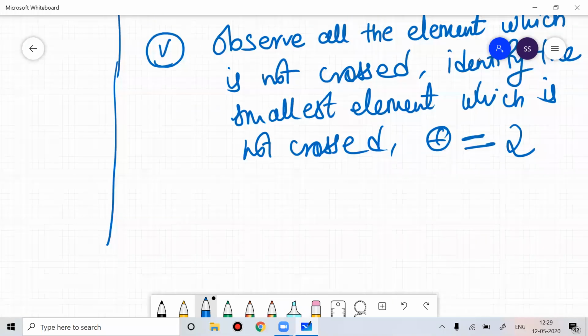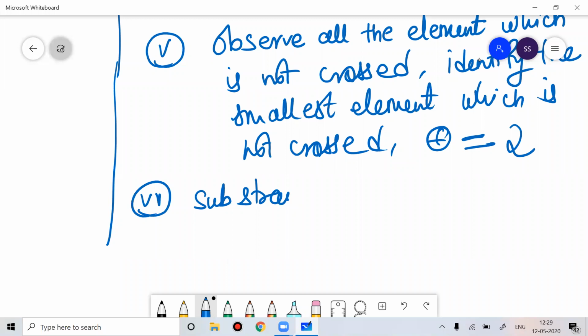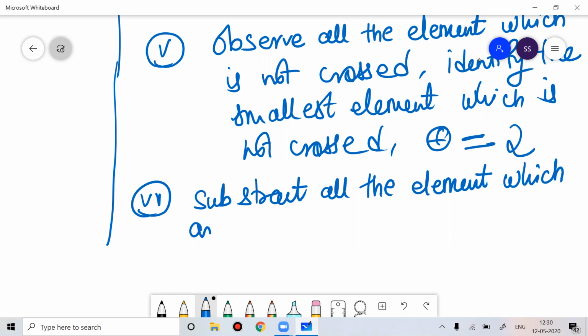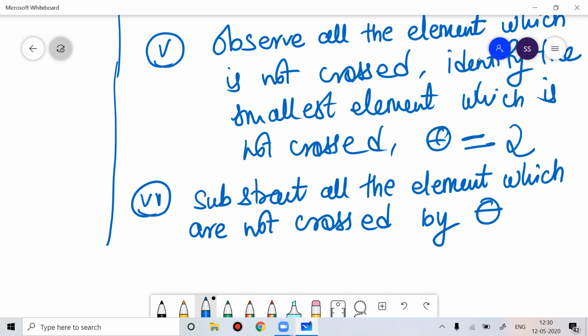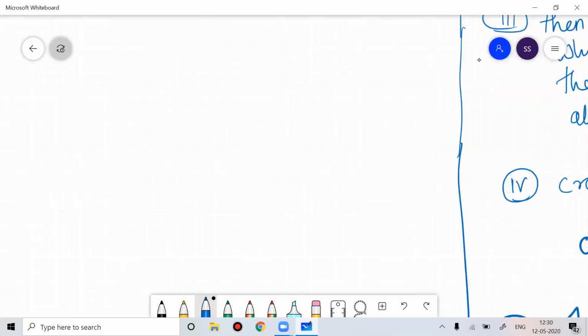Now what you have to do is subtract all the elements which are not crossed by theta. So subtract theta from all these elements which are not crossed.